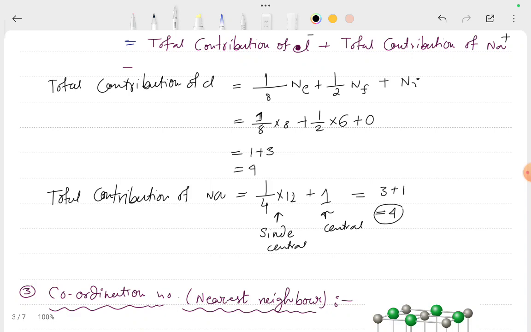So both are the same. In an examination, if they ask you how many Cl atoms are in a unit cell, you just say 4. Similarly, how many Na atoms per unit cell, you just say the number is 4. Just be careful. But if they ask you how many total number of atoms in NaCl, then you just say 4 Cl and 4 Na.